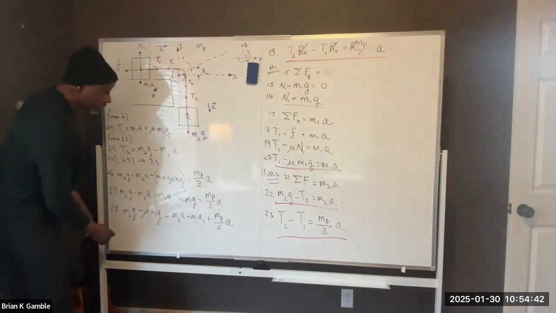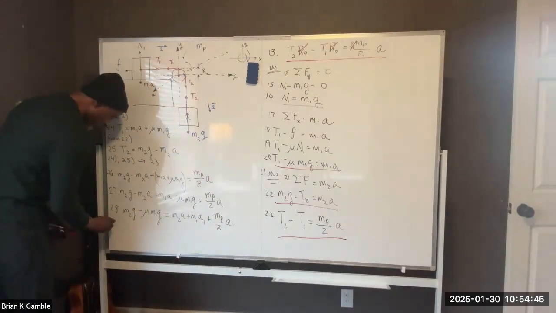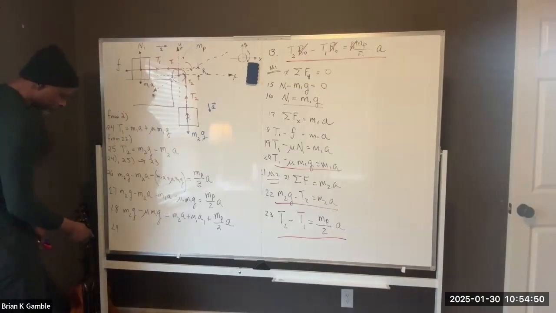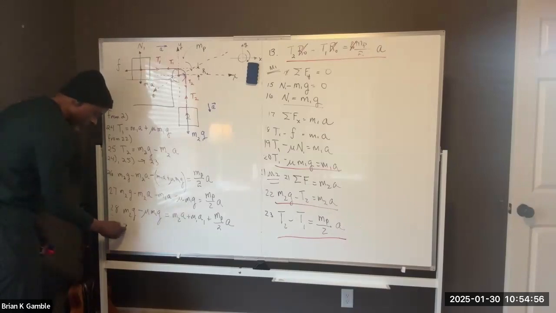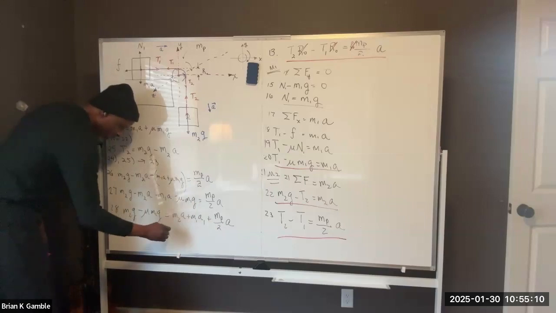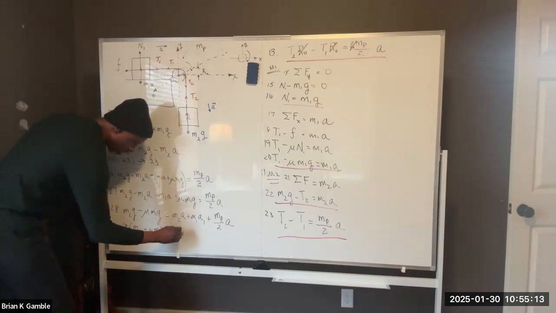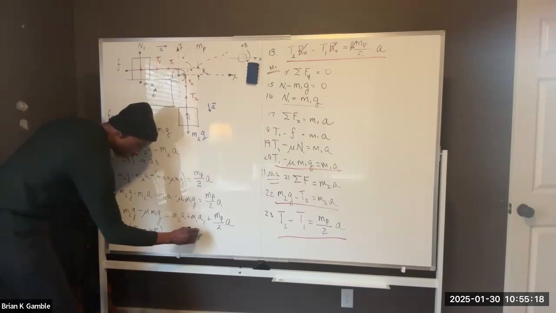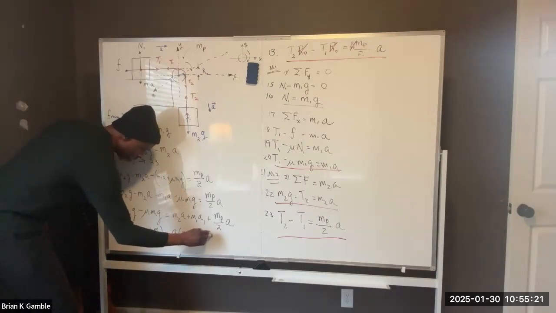Now I can factor out the G from both terms. So that's going to be M2 minus mu M1. And again, factor out A over here. So A times M1 plus M2 plus MP over 2.